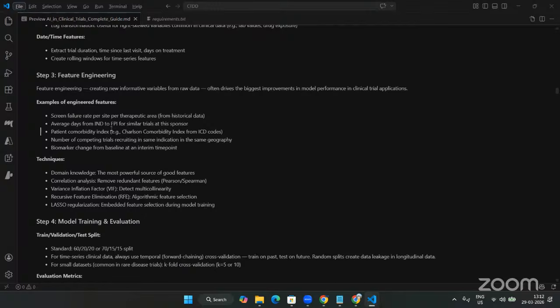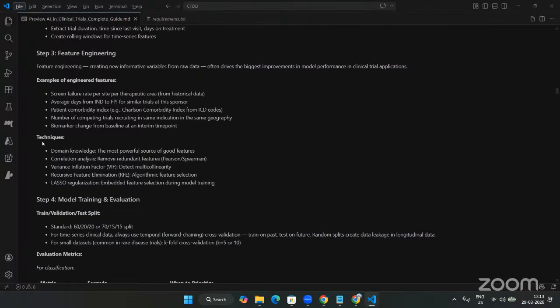at this sponsor, patient comorbidity index, Charlson comorbidity index from ICD codes, number of competing trials recruiting in the same indication in the same geography, biomarker change from baseline at an interim time point. The techniques used for engineered features: domain knowledge, correlation analysis, variance inflation factor (VIF), recursive feature elimination (RFE), lasso regularization.